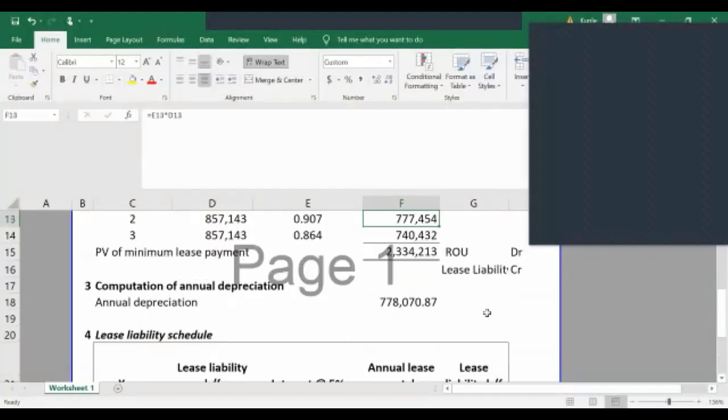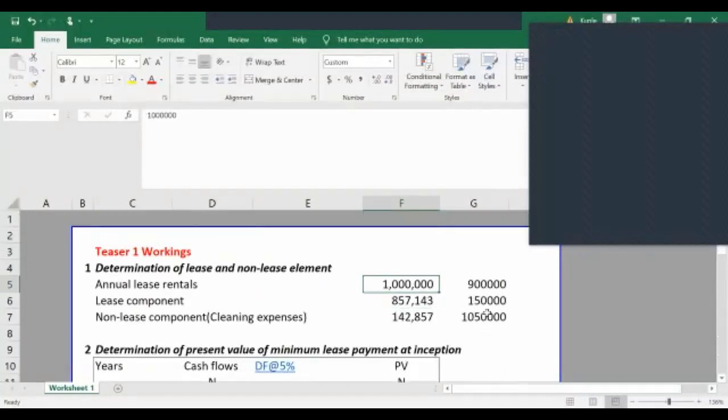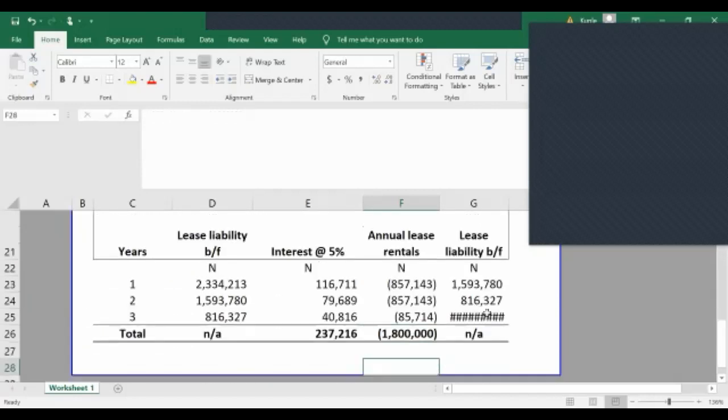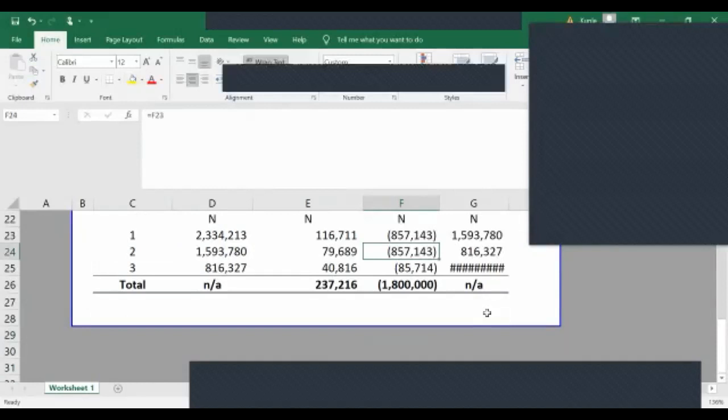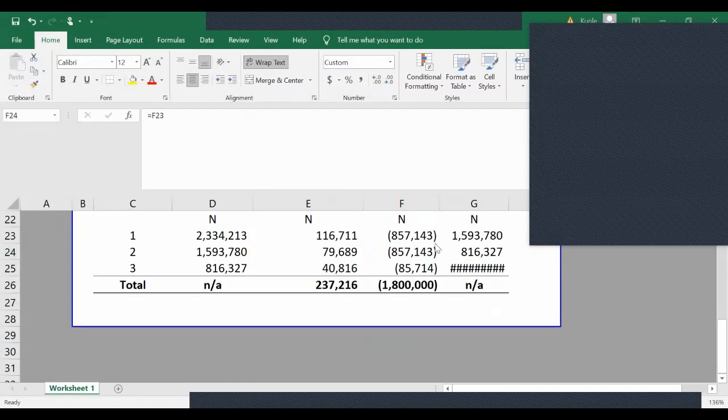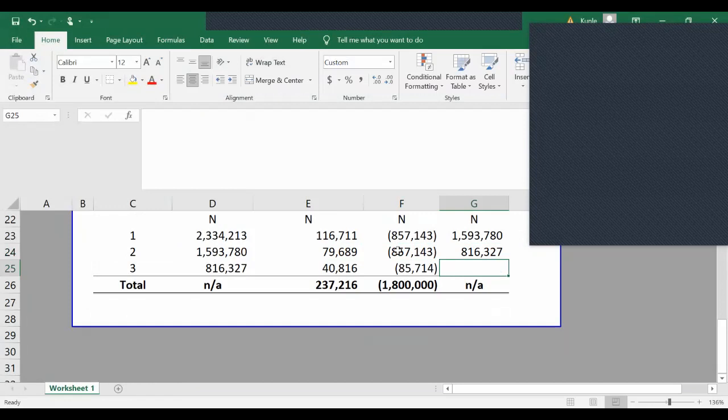Remember, as you pay the 1 million naira every year, out of this 1 million naira, 857 is representing the principal component, 142 is representing the non-lease component. So it's the principal component we are recognizing here. Are we together? So if you deduct the 857 from the addition of 79,001.5, you will be having an outstanding balance of 816, right? So this 816 will be carried forward to year 3.